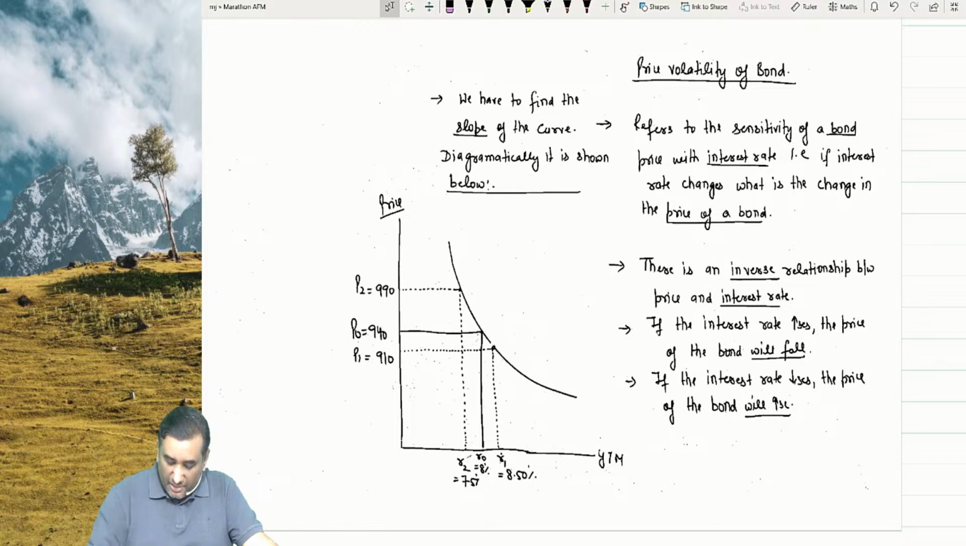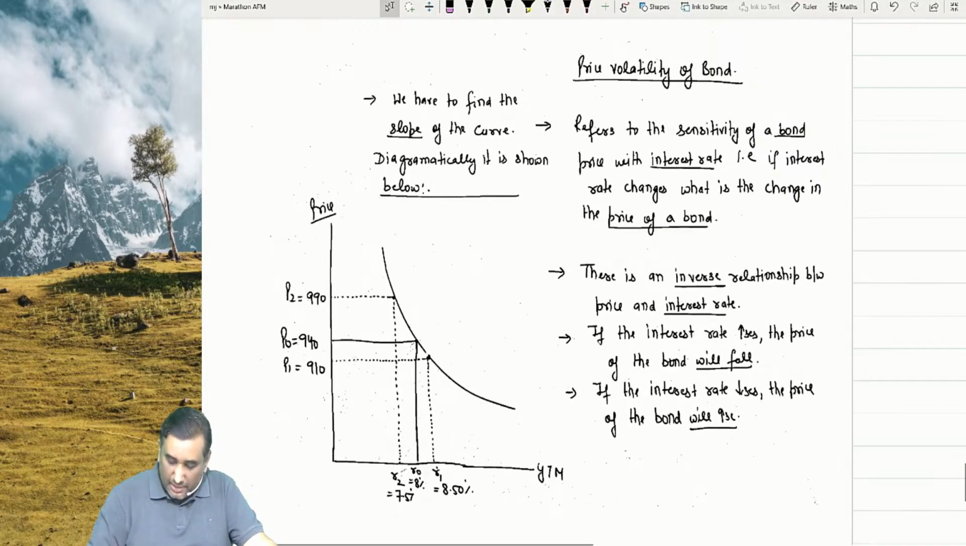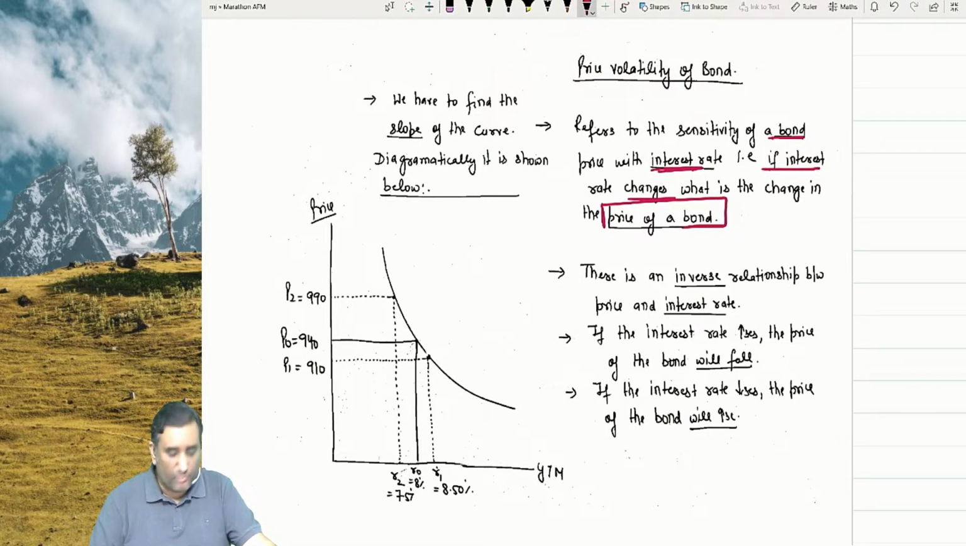Now let's first understand the meaning of it. It refers to the sensitivity of a bond to the interest rate. That is, if the interest rate changes, what would be the change in the price of a bond? The price of the bond would change for sure. There is an inverse relationship between price and interest rate.